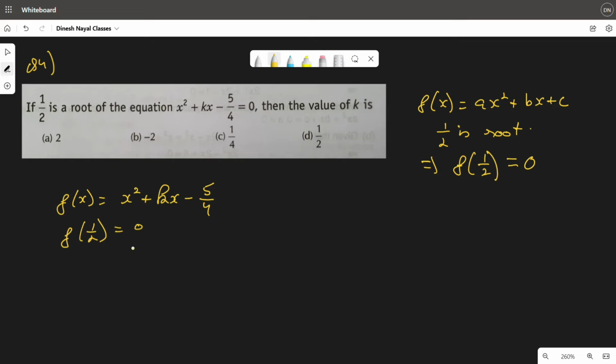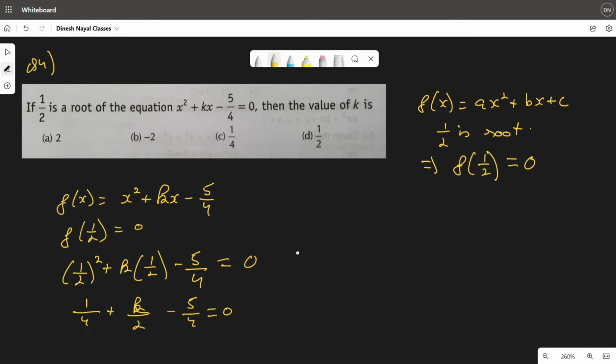Now if this is the root, this should be equal to 0. Substituting 1 by 2 in this equation: 1 by 2 whole square plus k of 1 by 2 minus 5 by 4 equals 0. Now this is 1 by 4 plus k by 2 minus 5 by 4 equals 0. If we take 1 by 4 and minus 5 by 4 towards the right hand side, k by 2 will be equal to 5 by 4 minus 1 by 4.